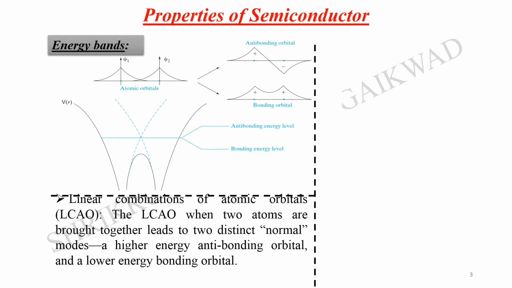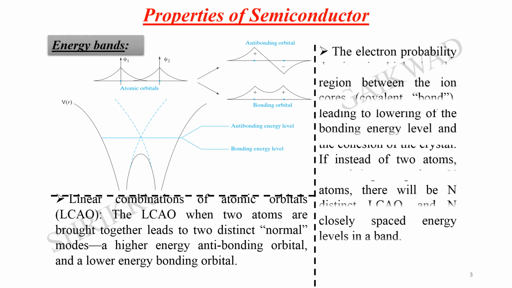Now, this linear combination of atomic orbitals, known as the LCAO, when the two atoms are brought together, leads to two distinct normal modes. One of them is higher energy, obviously the anti-bonding state. Whenever there is a bond formation, the system will be at a minimum energy level, or the total energy of that system will be lowered. So it will form the bonding orbital.